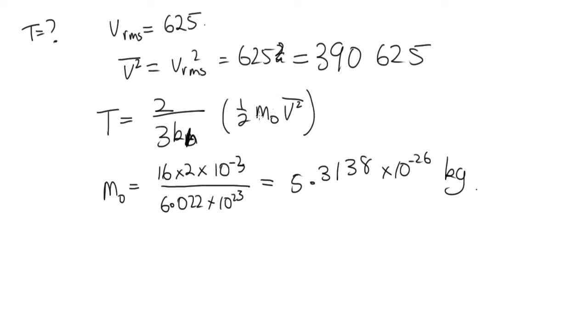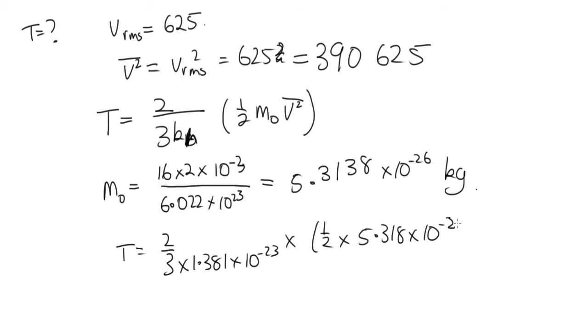Okay, so now we're ready to substitute everything in here. The temperature is equal to 2/3 over kB, so that's 1.381 times 10 to the minus 23, times a half, times this number, 5.318 times 10 to the minus 26, times our velocity squared, which is this number up here. We solve that on the calculator and we end up with 501 kelvins. Okay, and 501 kelvins looks like a reasonable answer. It's of the same order of magnitude as room temperature, so that's what we'd expect.